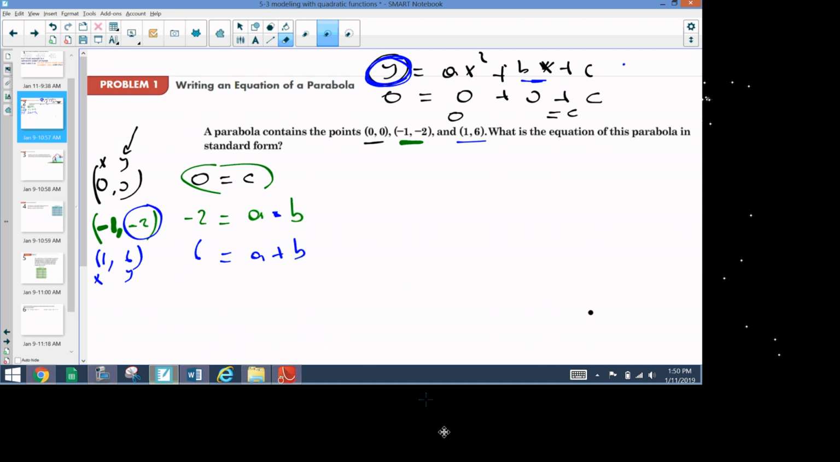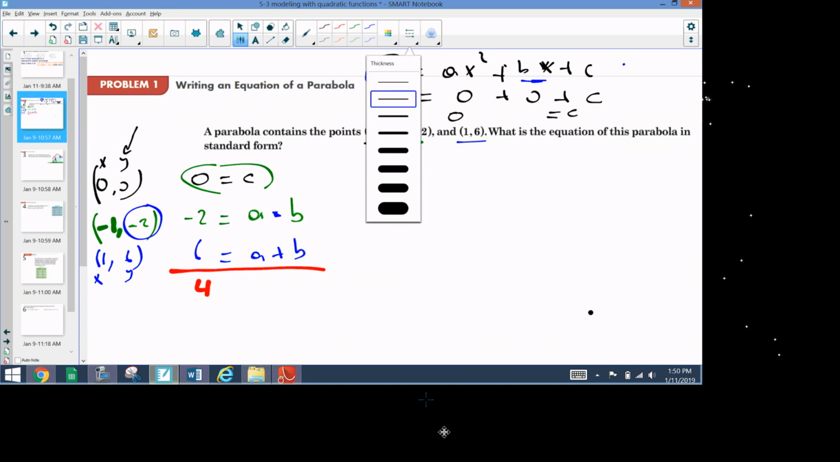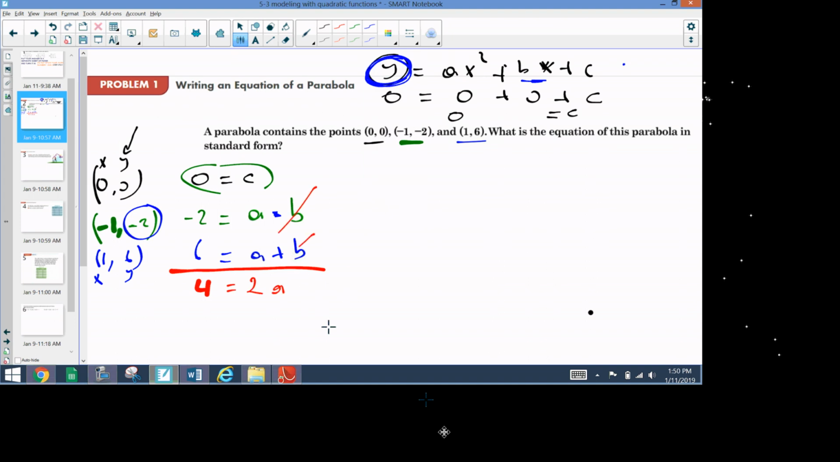Now let's do that again. Add it up. Now when I add it, 6 minus 2 equals 4, and then a plus a is 2a, and plus and minus b cancel out. There you go. Divide both sides by 2, a is equal to 2. If a is 2, look at the blue one. If a is 2, what is b? 2 plus what makes 6?